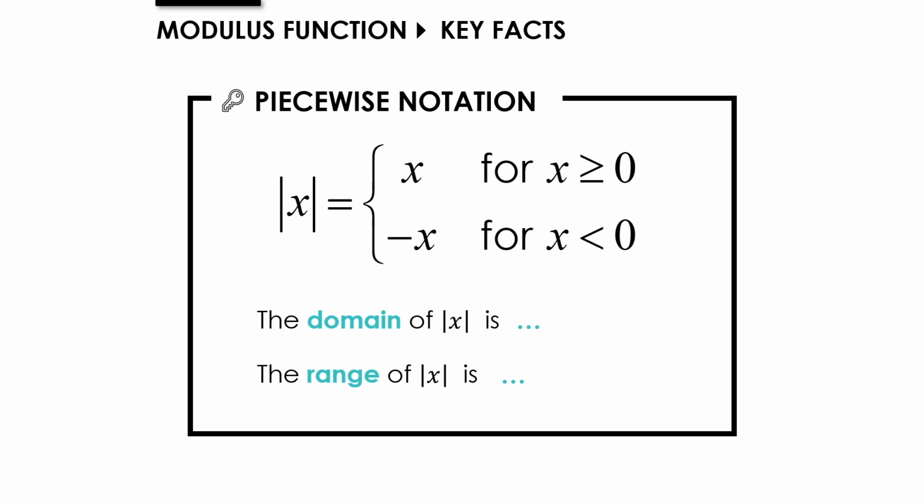So for the domain, we can put any number that we like into the modulus function. So the domain is any real number. For the range, we've already discussed that any negative inputs will be made into positive values, but we can put 0 in and get an output of 0, so the range is any value bigger than or equal to 0.